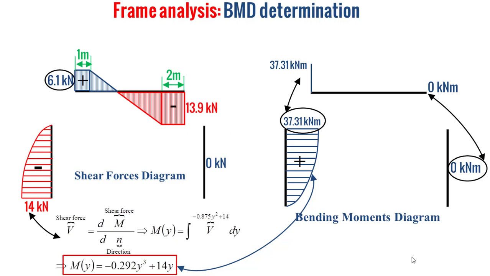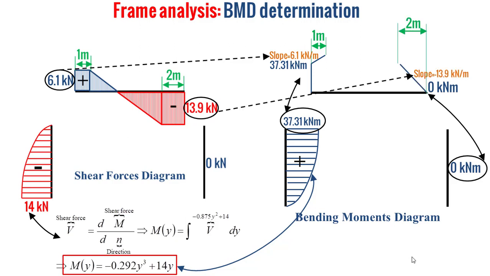Now, based on this 6.1 kilonewton as shear force constant along 1 meter in the left hand side of the beam, we can deduce the bending moment as a linear increasing evolution with a slope equal to 6.1 kilonewton per meter. In the same way, based on this 13.9 kilonewton as shear force constant along 2 meters in the right hand side of the beam, we can deduce the bending moment as a linear decreasing evolution with a slope equal to minus 13.9 kilonewton per meter.